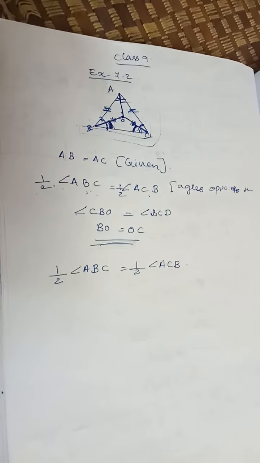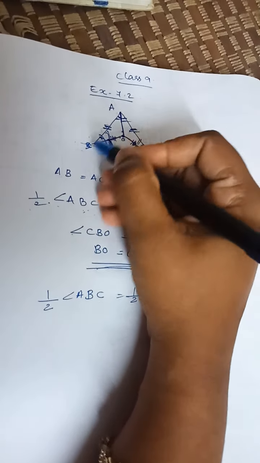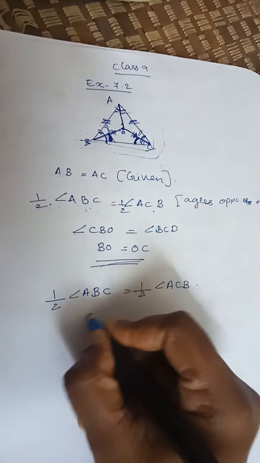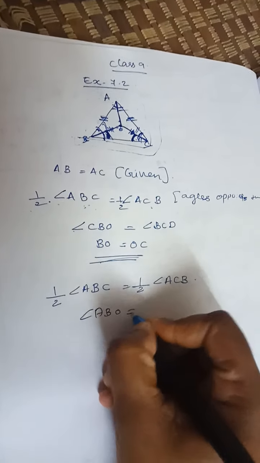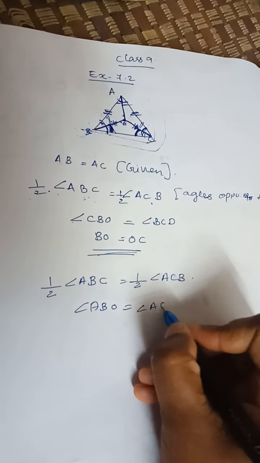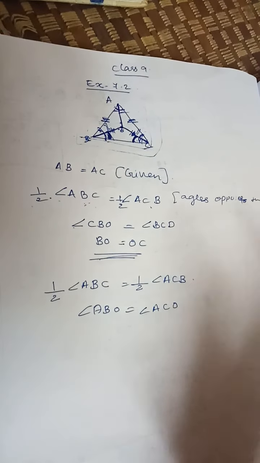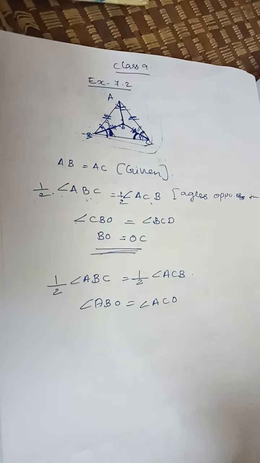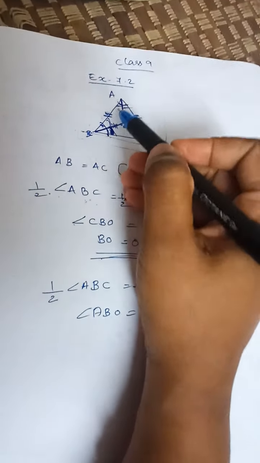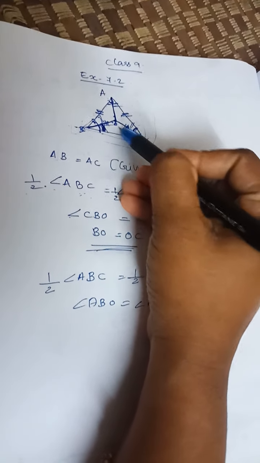So first we took these two angles. Next I am taking these two angles. Half of ABC we can write as ABO, so I am writing here angle ABO is equal to angle ACO. Same reason, because OB and OC are the bisectors of angle B and C. Next I am taking the triangle ABO and ACO, this triangle and this triangle.